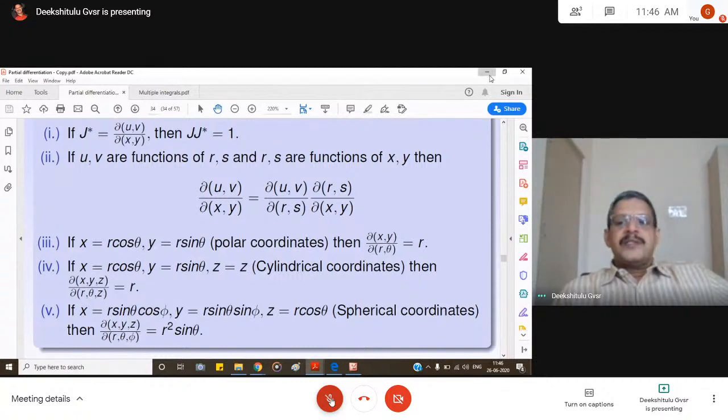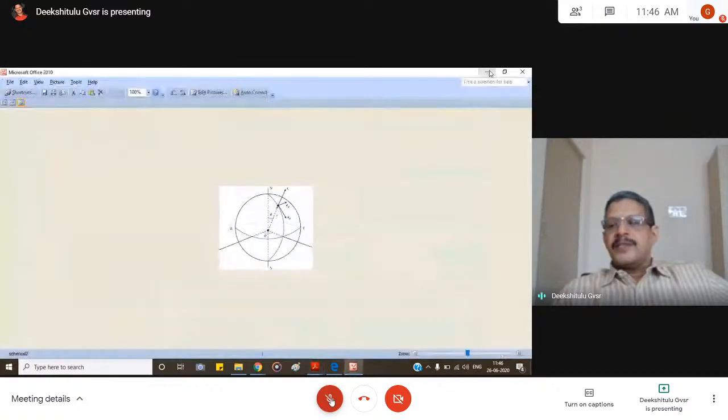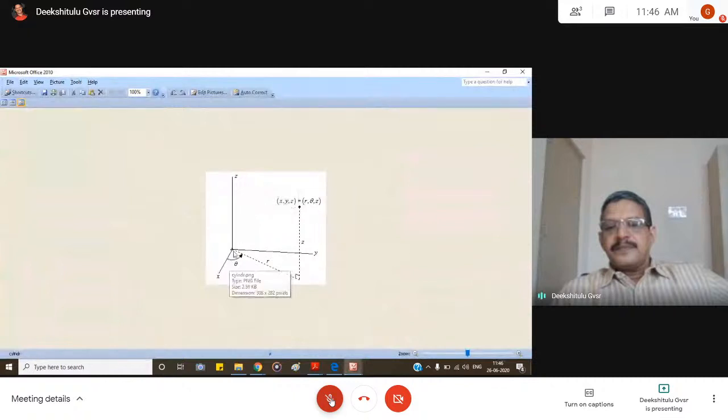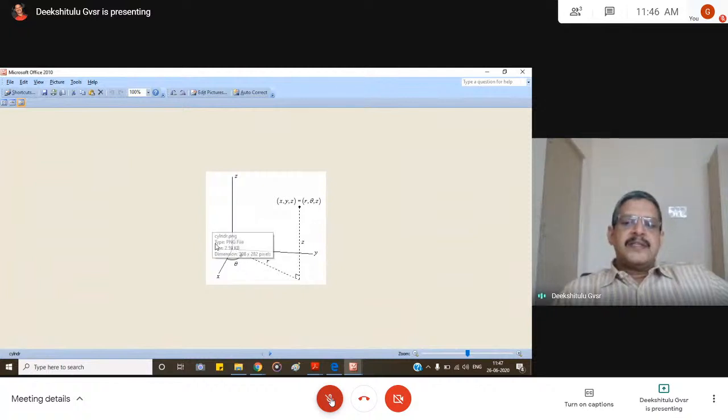Then what is this cylindrical coordinate system? We'll see what we mean by that. So you have the x-axis, y-axis, and z-axis. When you consider a right circular cylinder, what is a right circular cylinder?